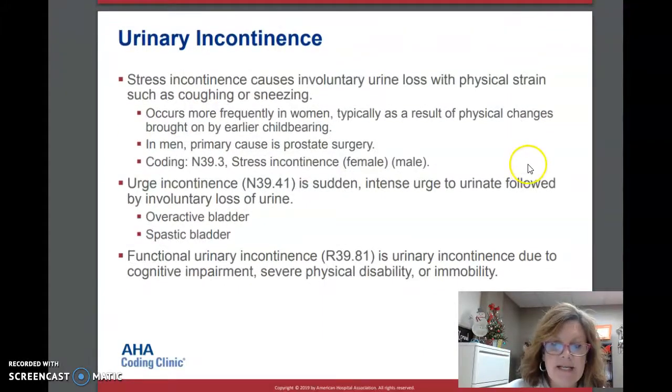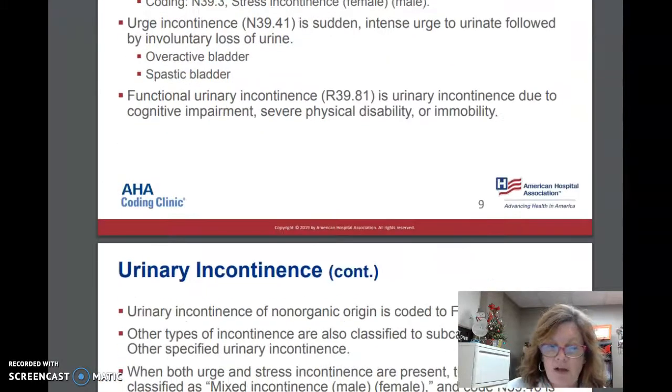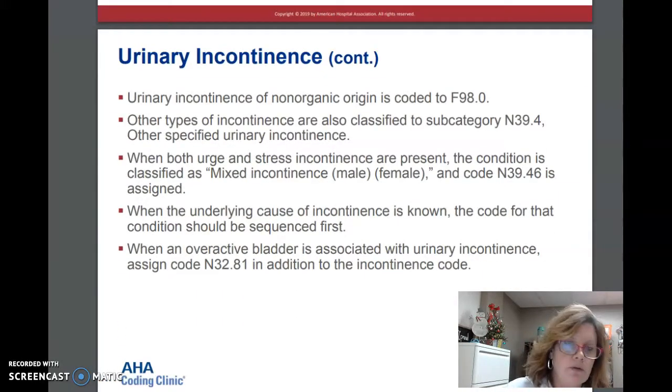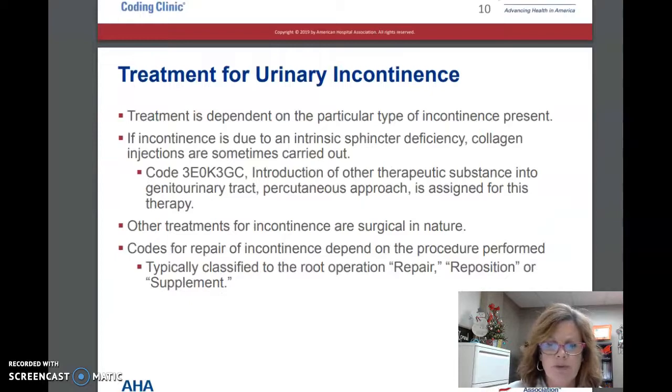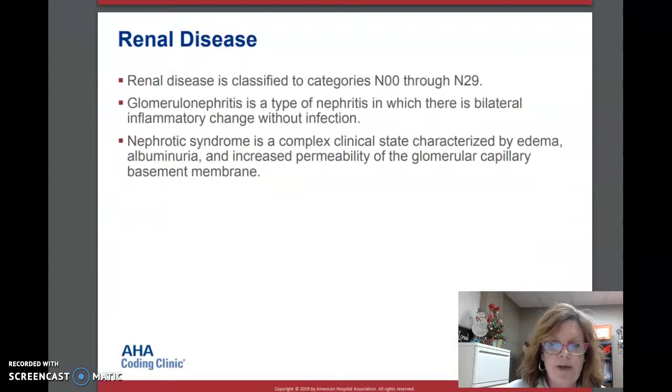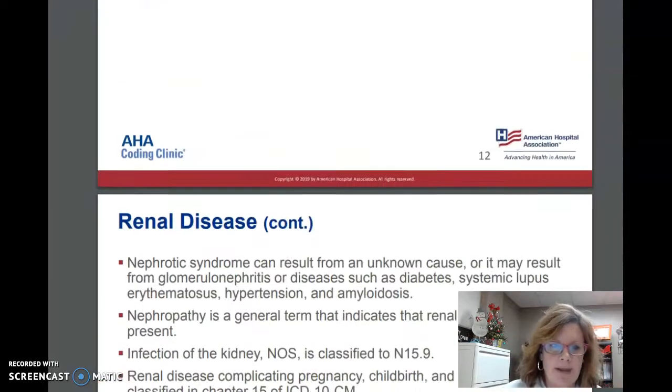Urinary incontinence. This can be stress incontinence, and it can be for female or male. In men, usually it's because of prostate surgery. Urge incontinence is an intense urge to urinate followed by loss of urine, could be an overactive bladder. So just look at the urinary issue, make sure you go to the right area, make sure male or female, that's always important. Some of them don't distinguish between the two, and if they don't, then you just code it as stated.